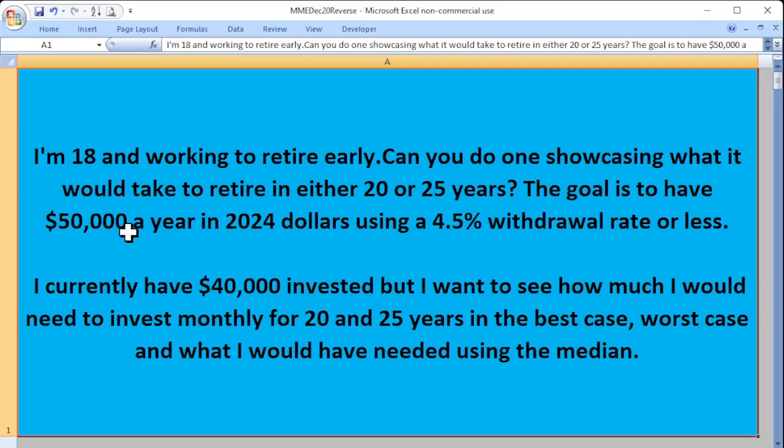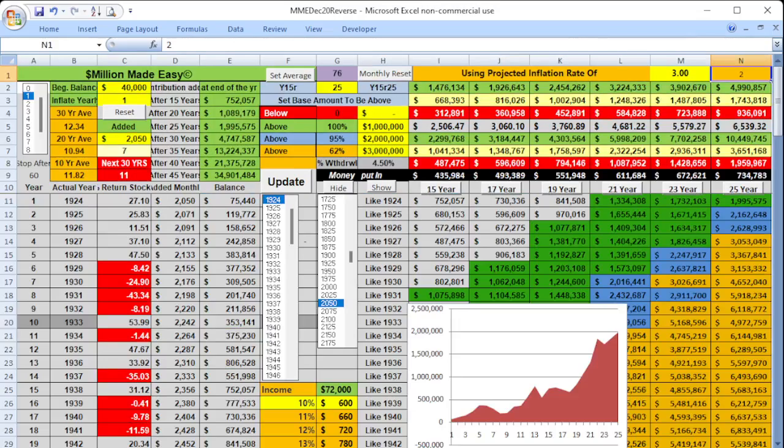But again, what he was asking for is how much would he need to save given this kind of criteria so he could have $50,000 a year in today's dollars. And so that's the numbers that we ran for him. Hopefully this is kind of what he was looking for. But that shows you all the potentials we can do.